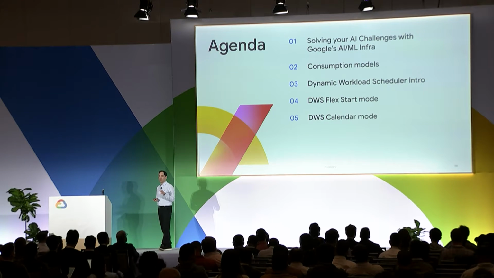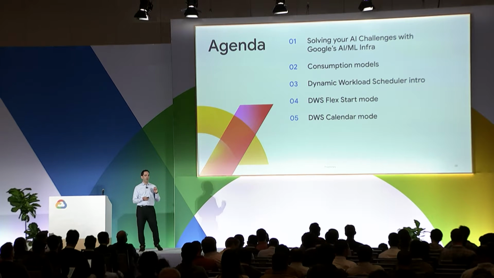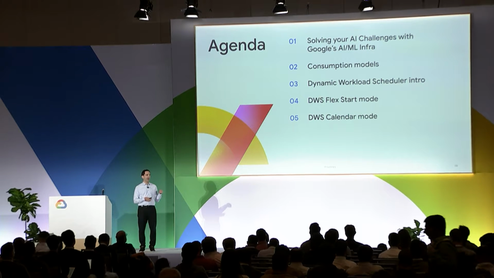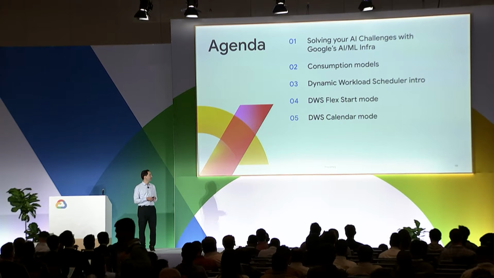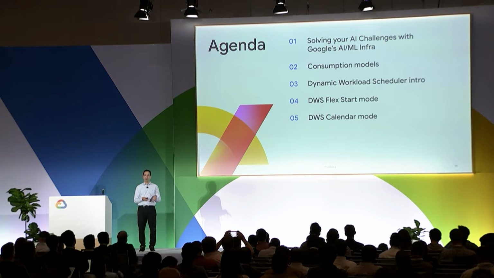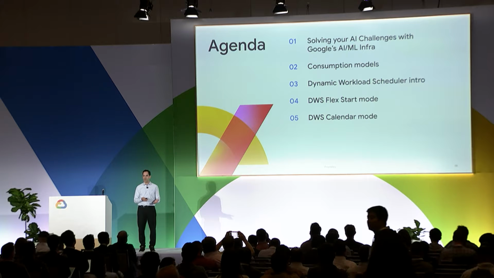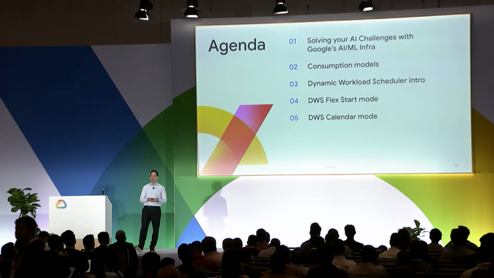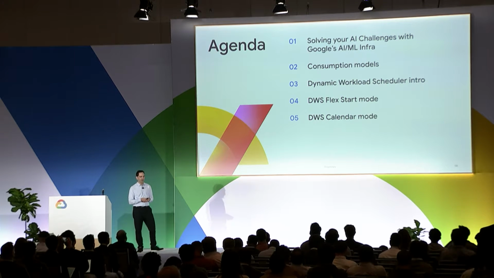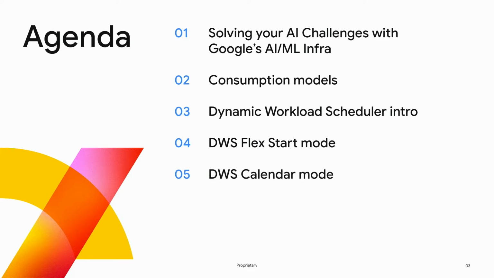You might have seen it in the keynote this morning. And we're going to give you a deep dive in this topic about how these new consumption models help you get access to GPUs. So let's look at the agenda for today. In this session, we'll cover a few topics. First of all, how Google's infrastructure helps you solve AI and ML workload needs. We're also going to talk about the consumption models that we offer in compute. And then we're introducing new consumption models that are tailored for AI workloads. These are powered by Dynamic Workload Scheduler. And we have two modes, Flex Start mode and Calendar mode.